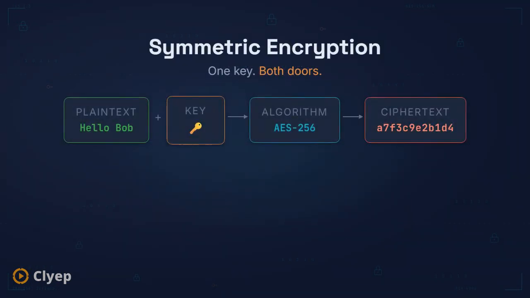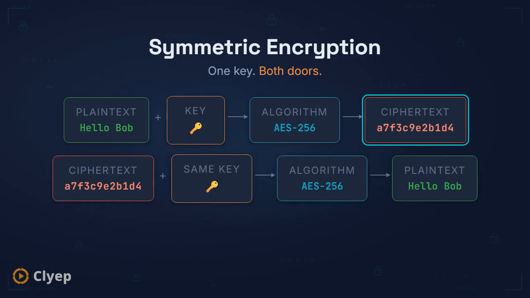The oldest answer is symmetric encryption. It's simple. Bob takes his readable message, his plaintext, and he scrambles it using a secret key. That turns it into ciphertext, the unreadable noise we saw earlier. When Alice receives the noise, she uses the exact same secret key to unlock it and read the message. So, one key, both to lock and to unlock the message. It's incredibly fast and highly efficient, but it has one fatal flaw.